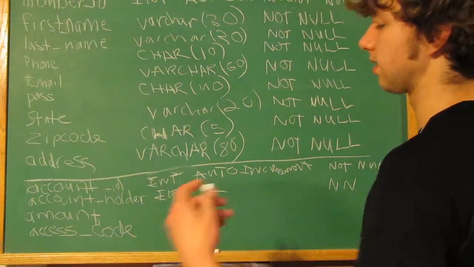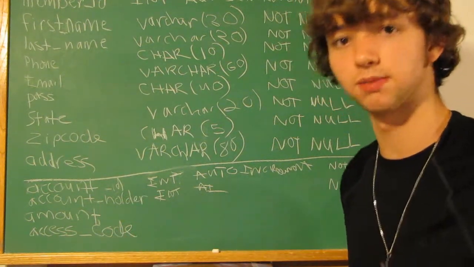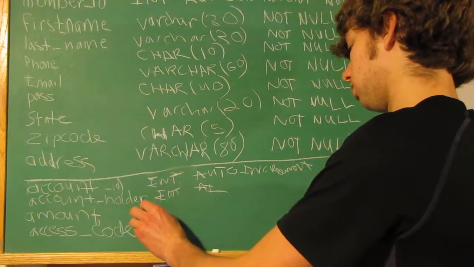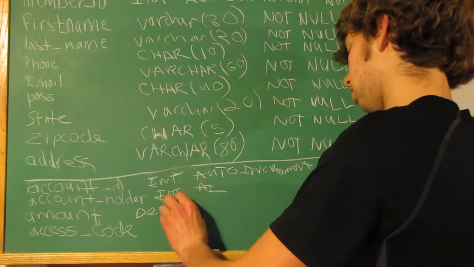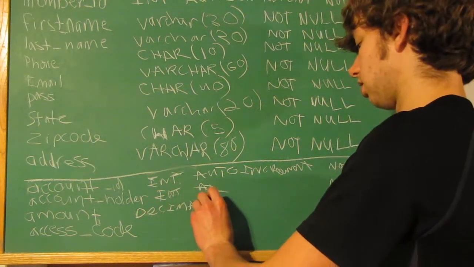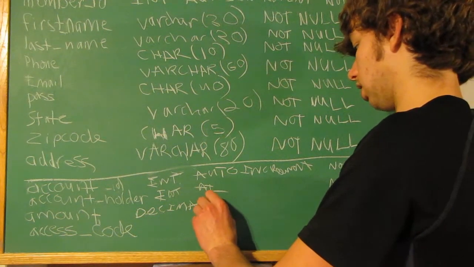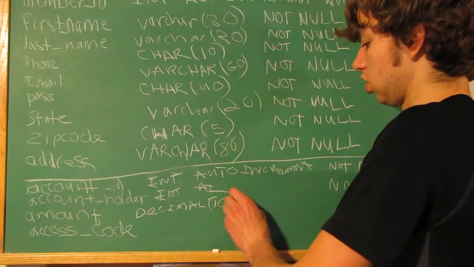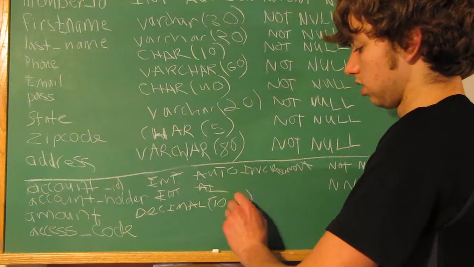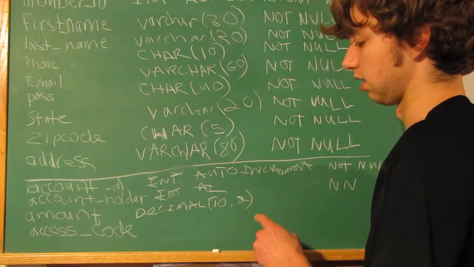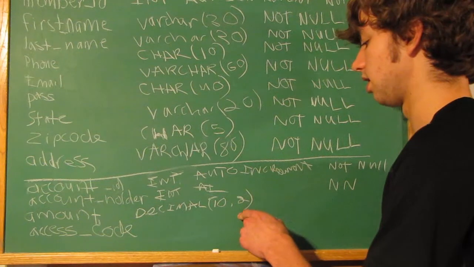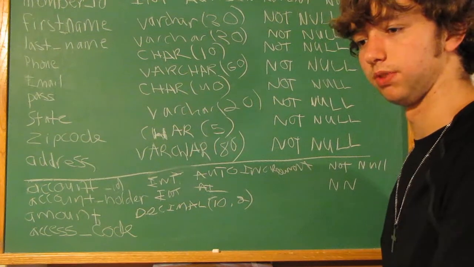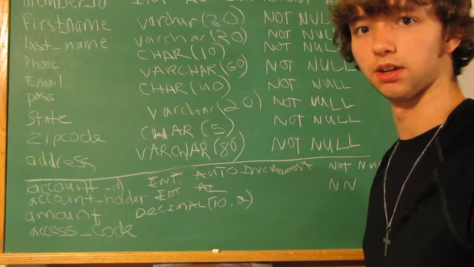Amount, this is how much money they have on their balance. This will be a decimal for exact precision, if you remember that. So decimal. Now in parentheses, we're going to have 10, 2. Basically what this does, I think this is right. If it's not, I'll tell you in future videos. This is saying it'll give it 2 decimal places after the decimal. So that's how money is counted.